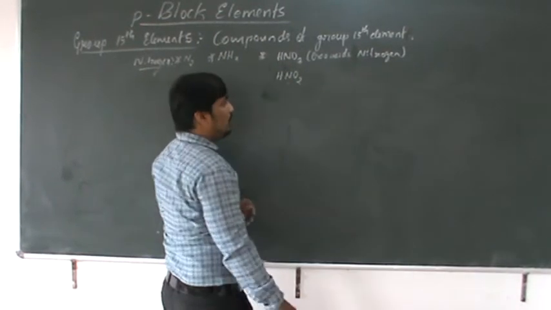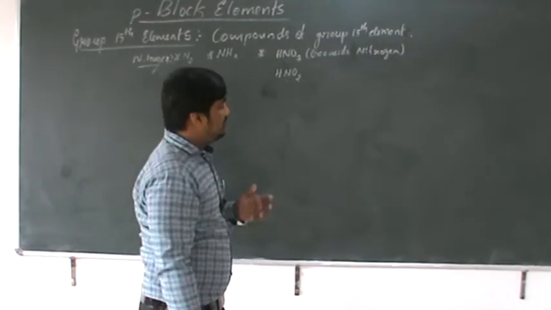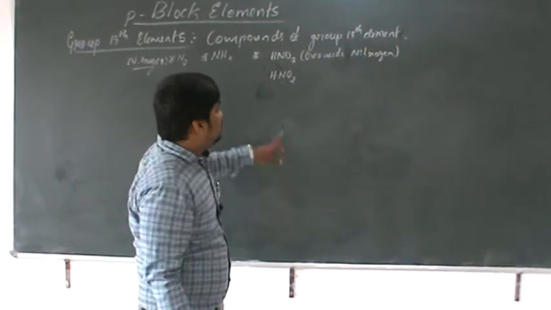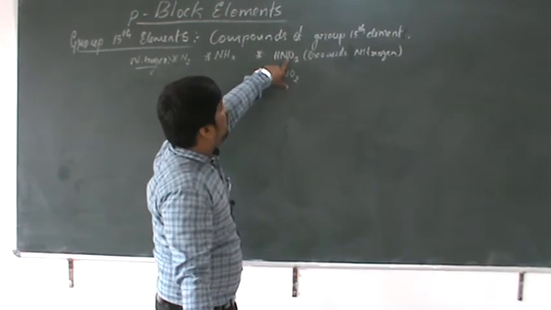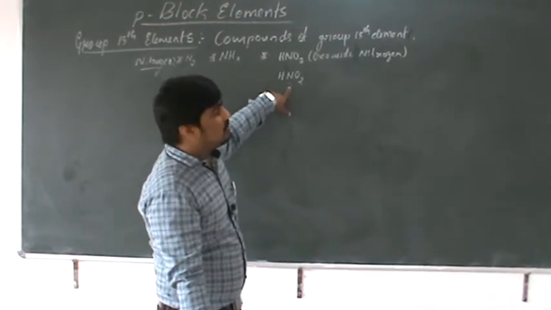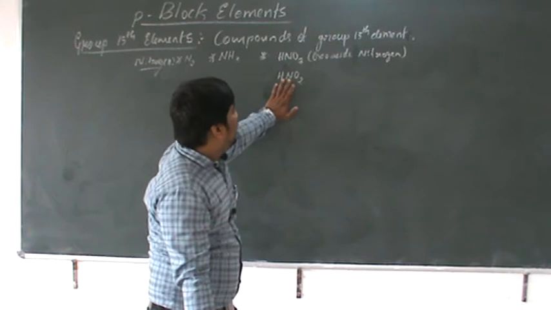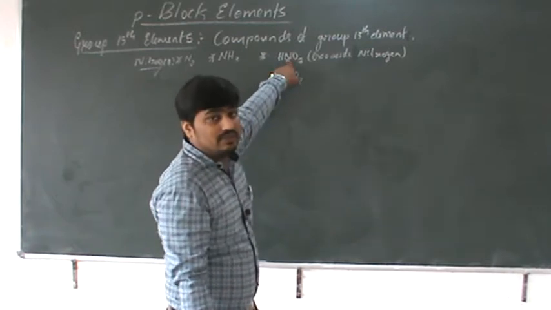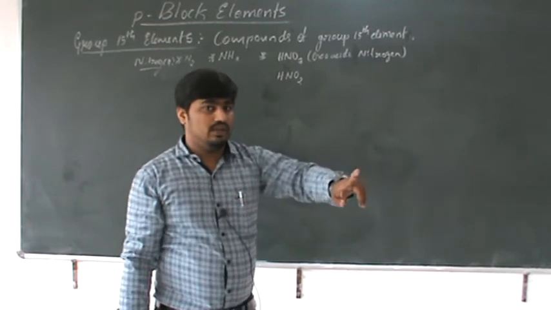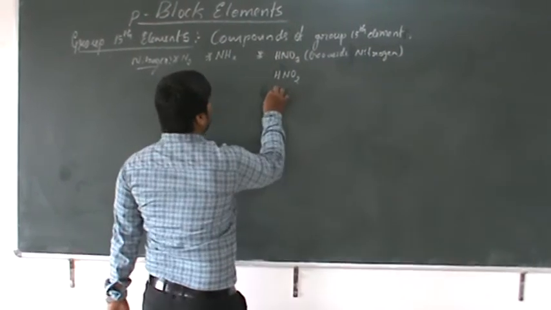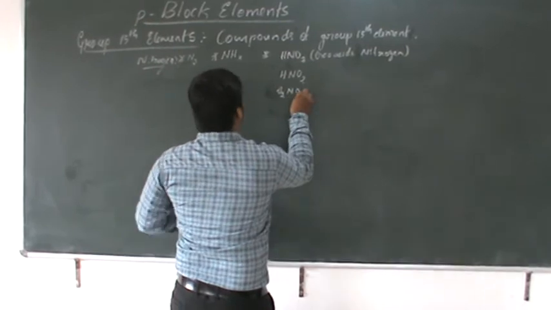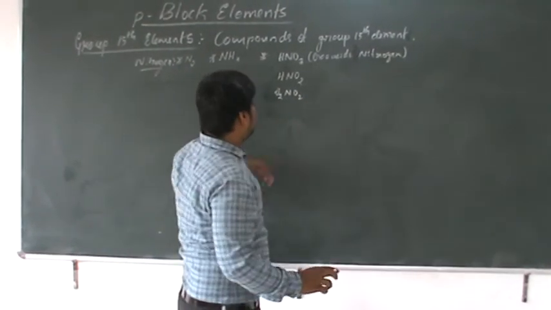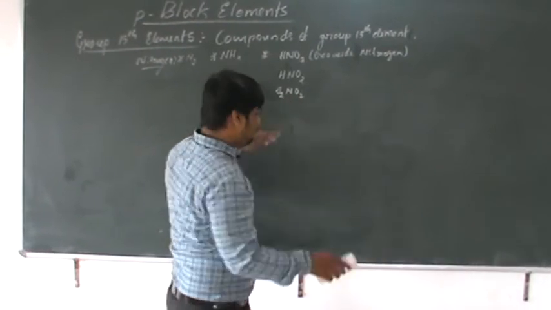Nitric acid. What is the reason for the difference in the name or the suffixes? It is because of the oxidation state. The oxidation state of nitrogen in this case is less than in this case. Because of that, we use "ous". Another one is hypo acids, hyponitrous acid. Again, its oxidation state is less.